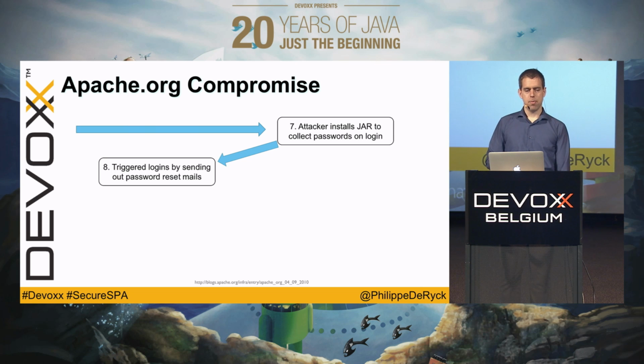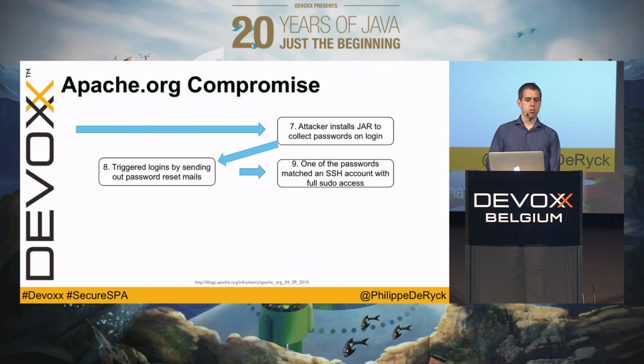Then he triggered a lot of password reset mails to trigger users to actually go to the application, reset the password, and log in. So he actually was able to capture passwords. He also started a brute force attack on some password files he stole earlier. And at this point, it's not clear how the next step happened, because it could be through either one of those mechanisms, but essentially, one of the passwords matched an SSH account on the machine with full sudo access. So at this point, the attacker has root access to the server running this bug tracking software.